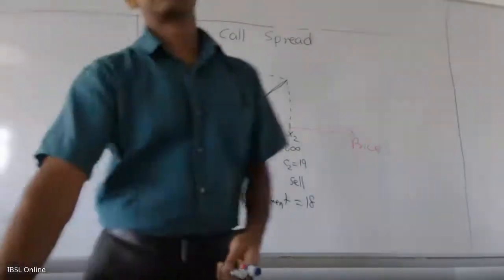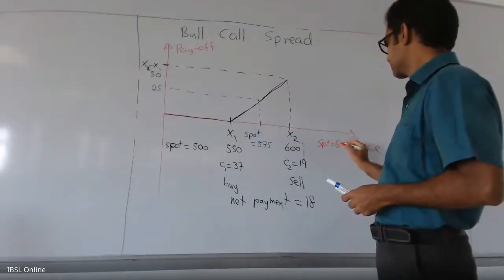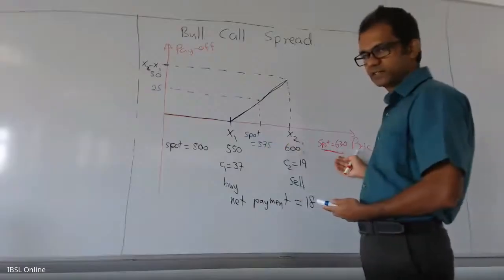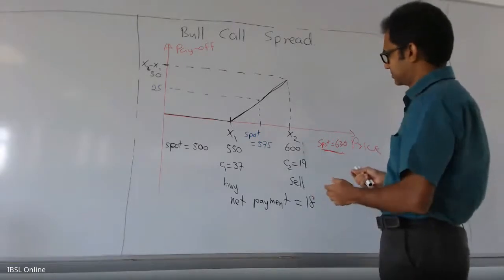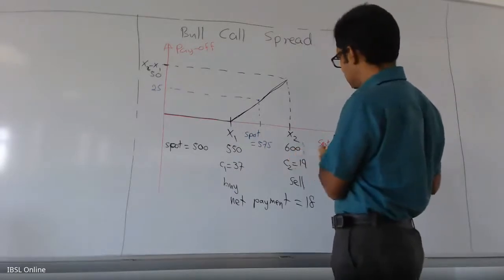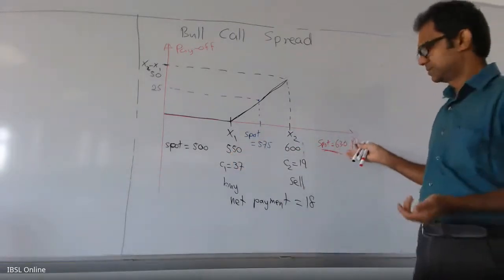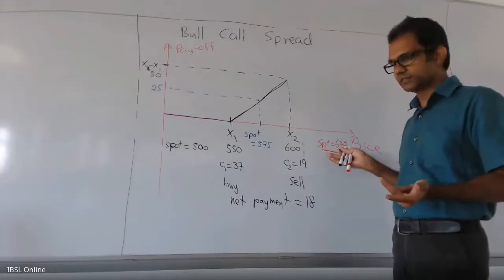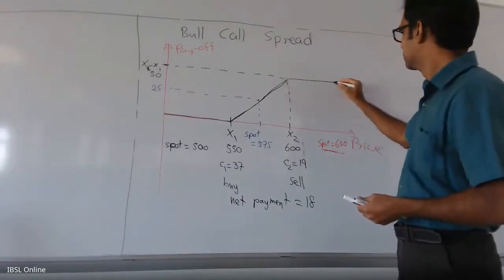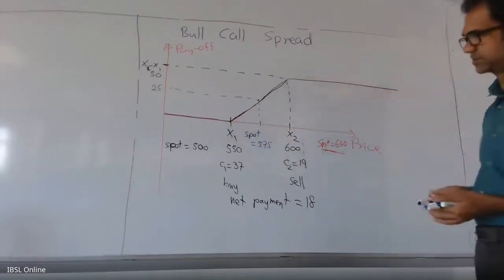What could happen when the price goes above 600, like 630? Both parties will exercise their rights. So you pay 630 minus 600, you pay 30 rupees. You receive 630 minus 550, 80 rupees. Receive 80, pay 30, your net is 50. So it will remain like this. This would be the payoff.